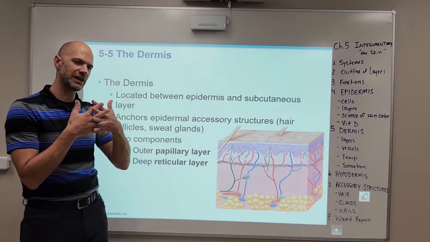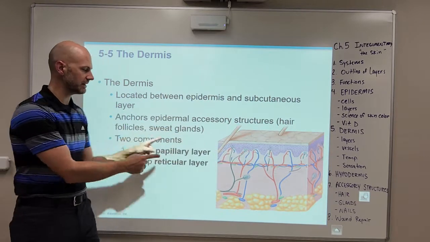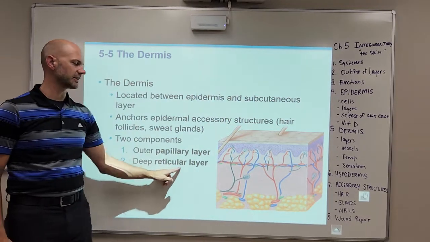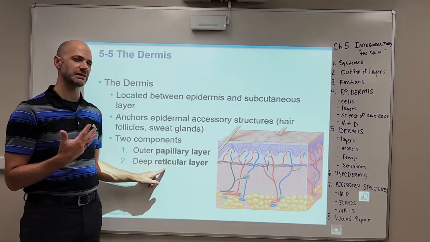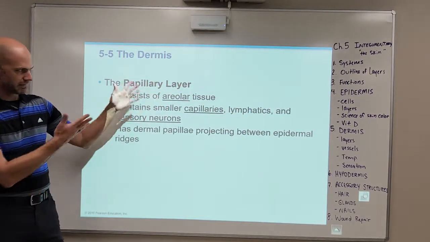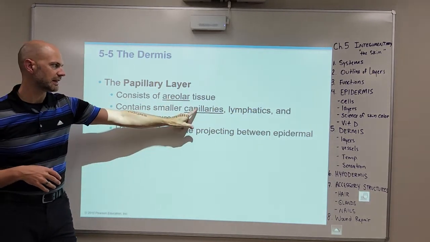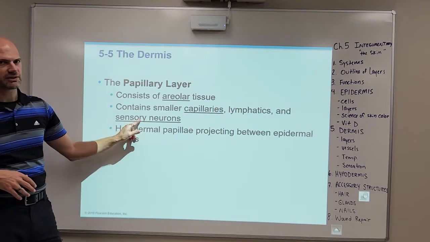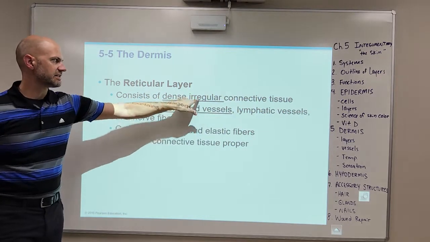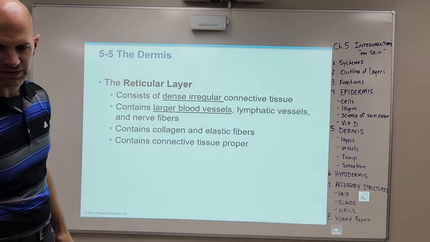It is really a mishmash of the different tissue types, but the closer you get to the epidermis, the more likely you're going to have the papillary layer, loose areolar, and the deeper that you go, the more likely you're going to have reticular dermis, which is dense irregular. These words on the screen just state what I've just said. Papillary layer, loose areolar. There are capillaries found here, and there are sensory neurons. We'll look at the image and point those things out. The reticular layer: dense irregular, larger blood vessels, and lots of collagen. We'll point those things out as well.